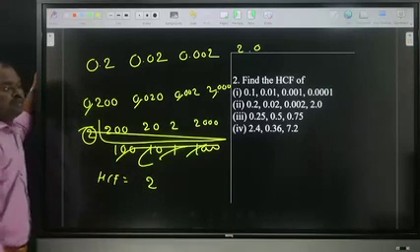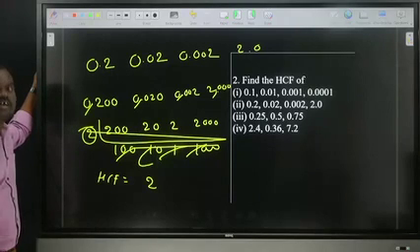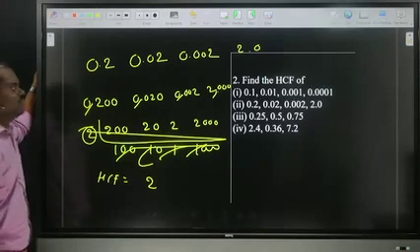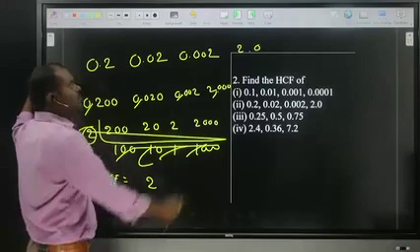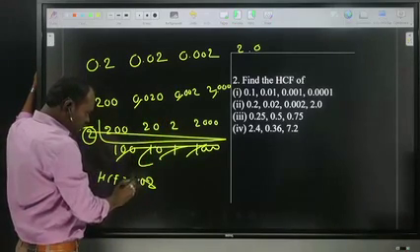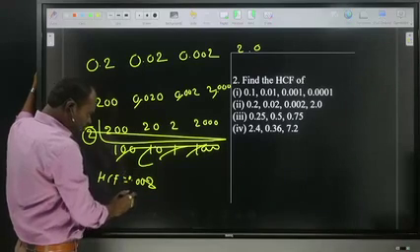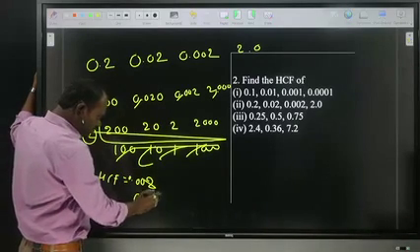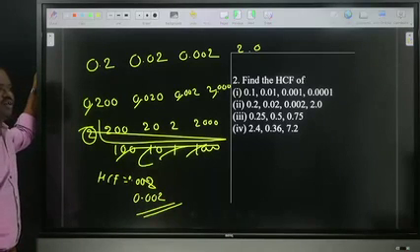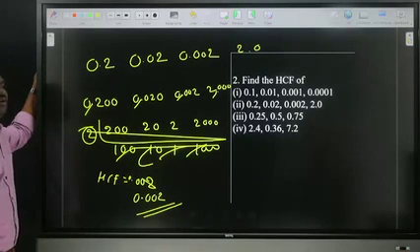We should put the point after 3 digits, ma, because we removed the point after 3 digits. So 1 0 0 0. So your answer is, ma, 0.002. That is the answer. 0.002 is not the 2, ma. 0.002 is the answer. Okay, ma. 0.002. That is clear.